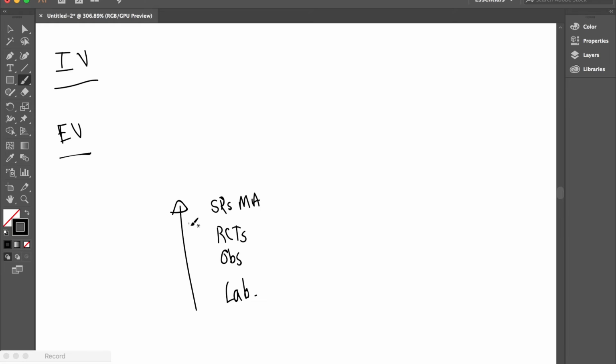As we move up the hierarchy of evidence, we're basically saying that our ability to support that cause and effect relationship between the intervention and the outcome, or whatever it is that we're looking at, has increased. So our internal validity is really increasing as we go up this hierarchy of evidence. That's one of the reasons why systematic reviews and meta-analyses might be better than laboratory studies in the hierarchy of evidence.